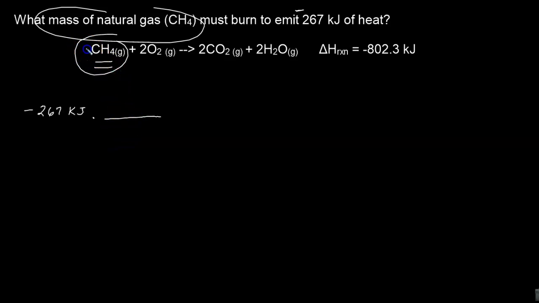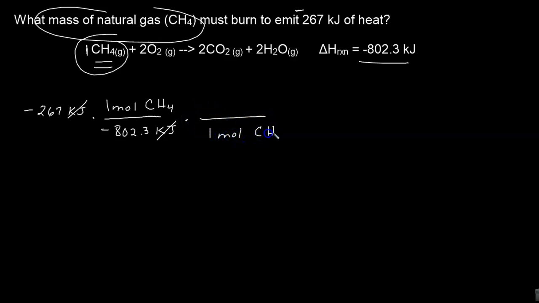And I know, again, the coefficient here is 1, that 1 mole of methane produces a negative 802.3 kilojoules. Unit cancellations, I'm going to moles, and again, our molar mass.